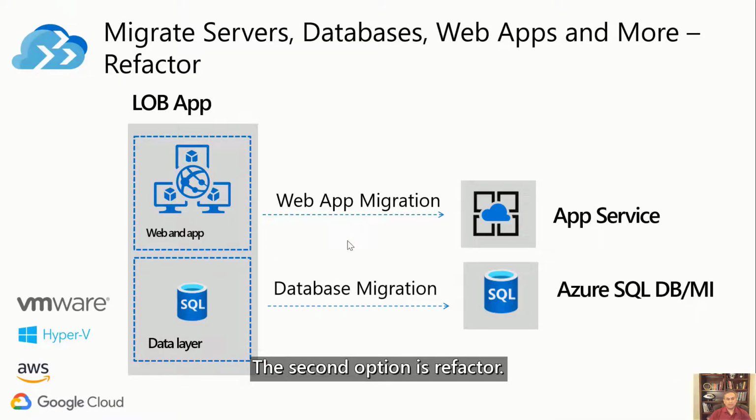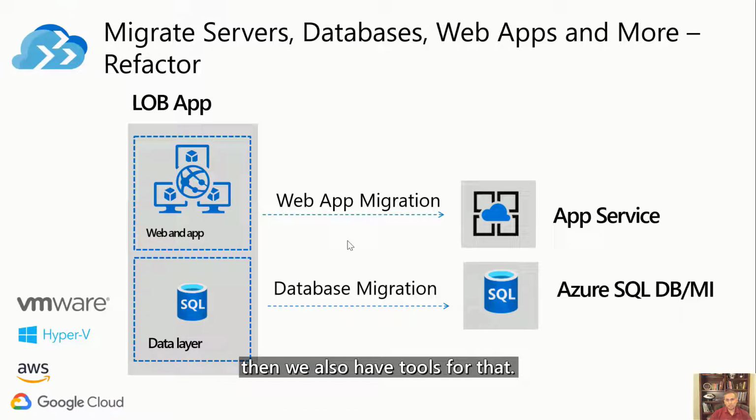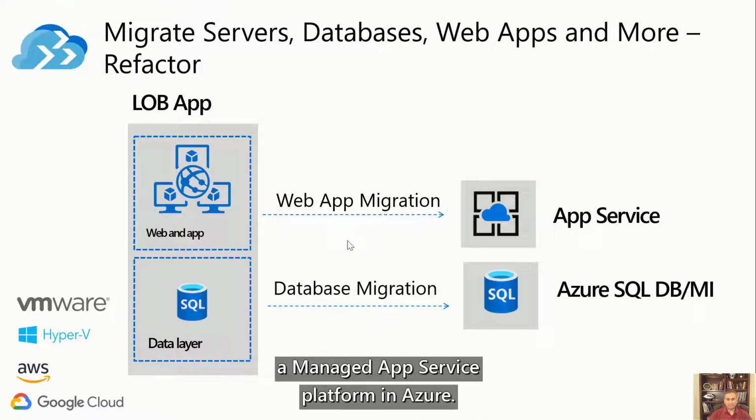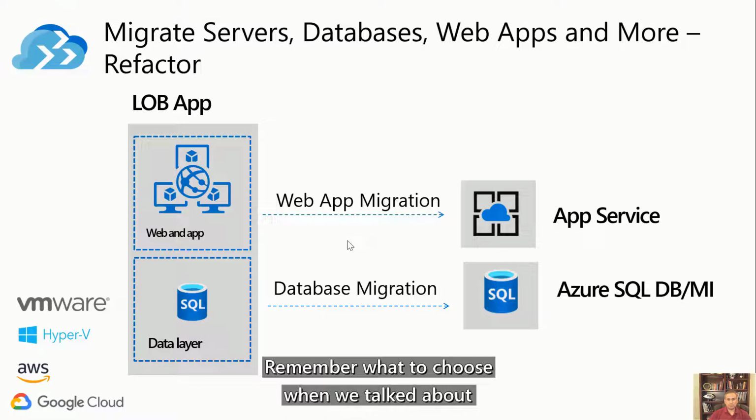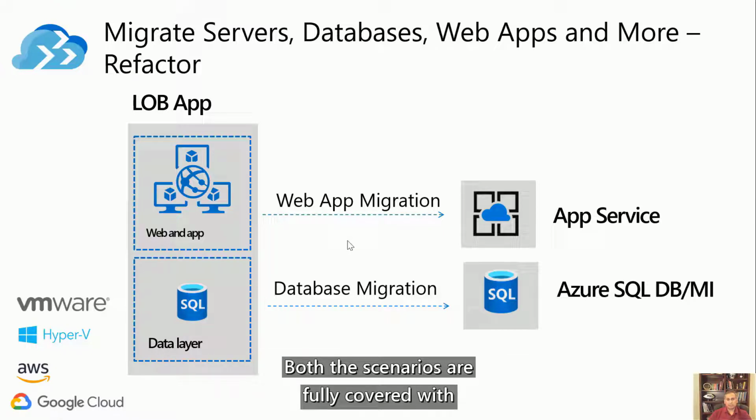The second option is refactor. Let's say you want to modernize as you move. Then we also have tools for that. For the web app, you will be using the App Service migration tool, which will deploy your app in a managed App Service platform in Azure. And then for the data layer, you can use our database migration tools and take it to either SQL DB or managed instance. Remember what to choose when, where we talked about different choices based on your application features, and our tools will help you do that. So both the scenarios are fully covered with all these tools which are available for free.